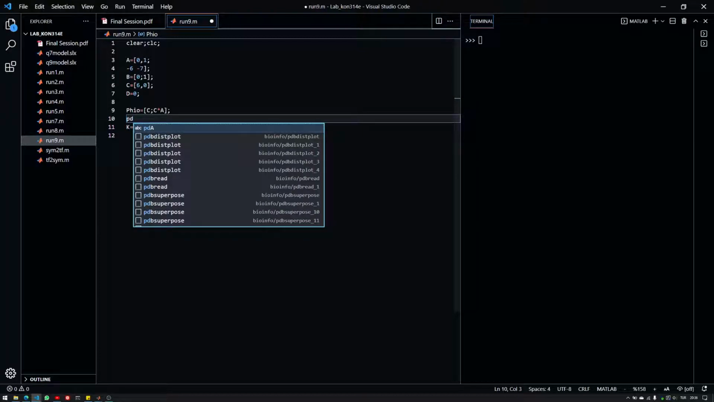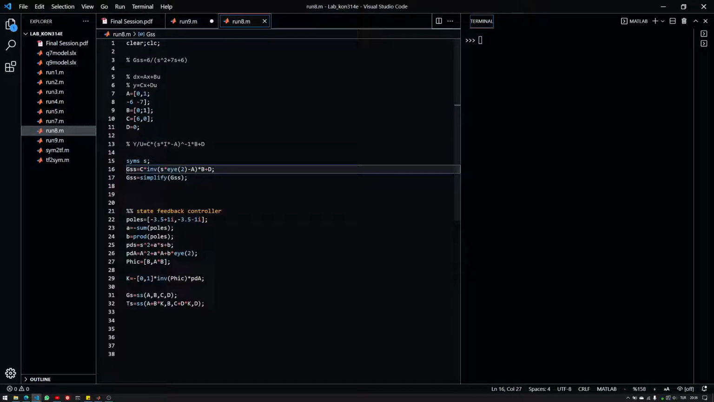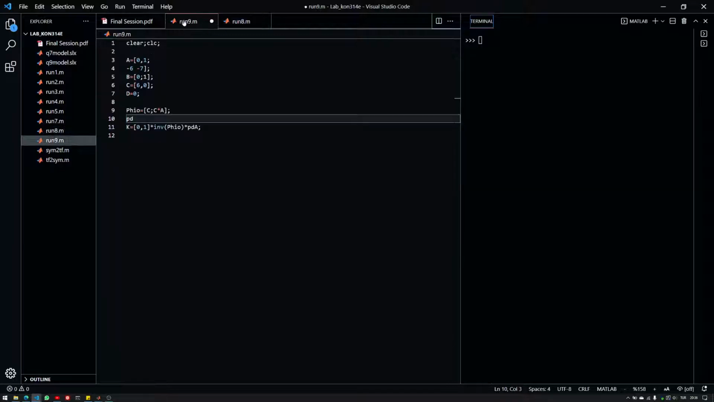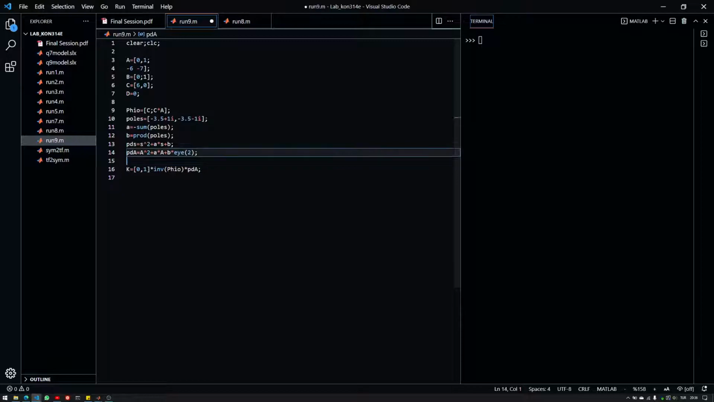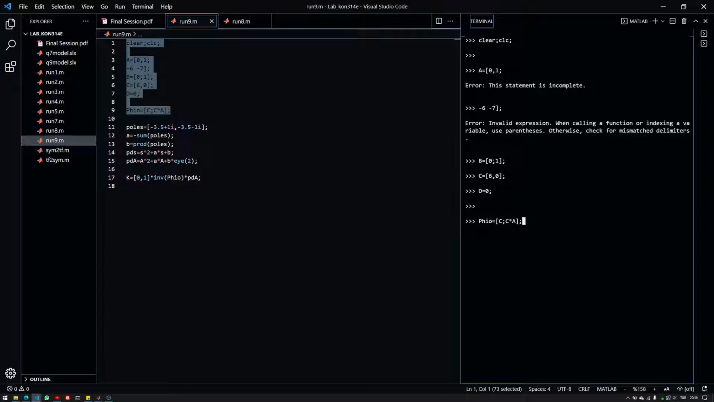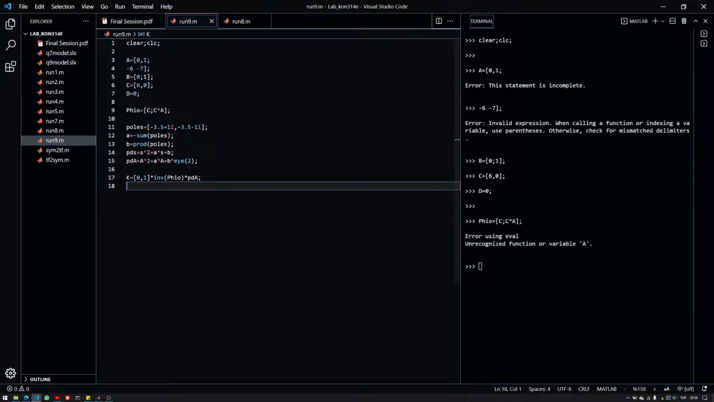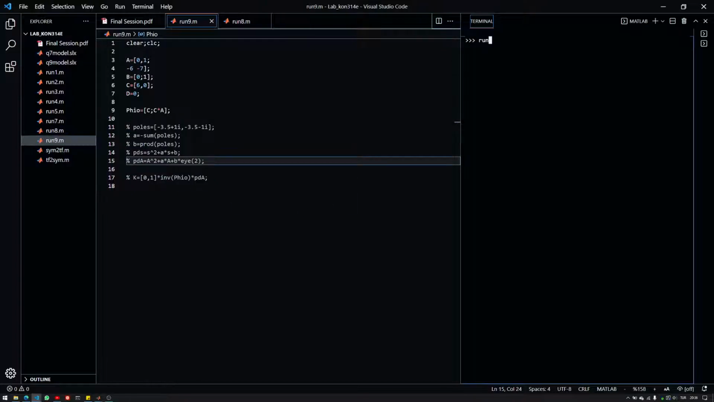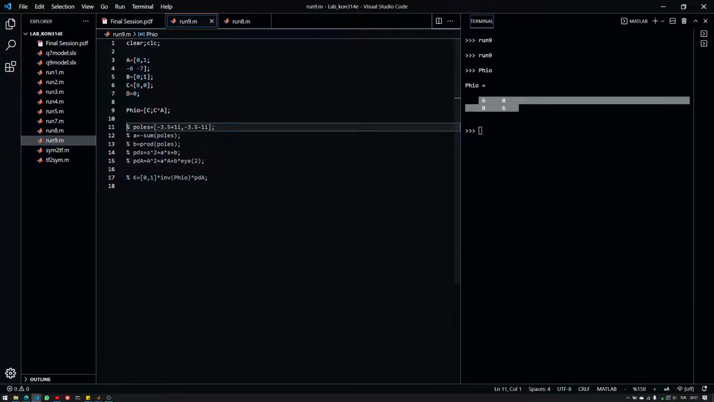Now, let me run it here. We have defined these ones here, so let's take this part and run this part here. Okay, let's comment this out. So we have phi O, which looks like this, and you can see since it is invertible, we can observe the system.